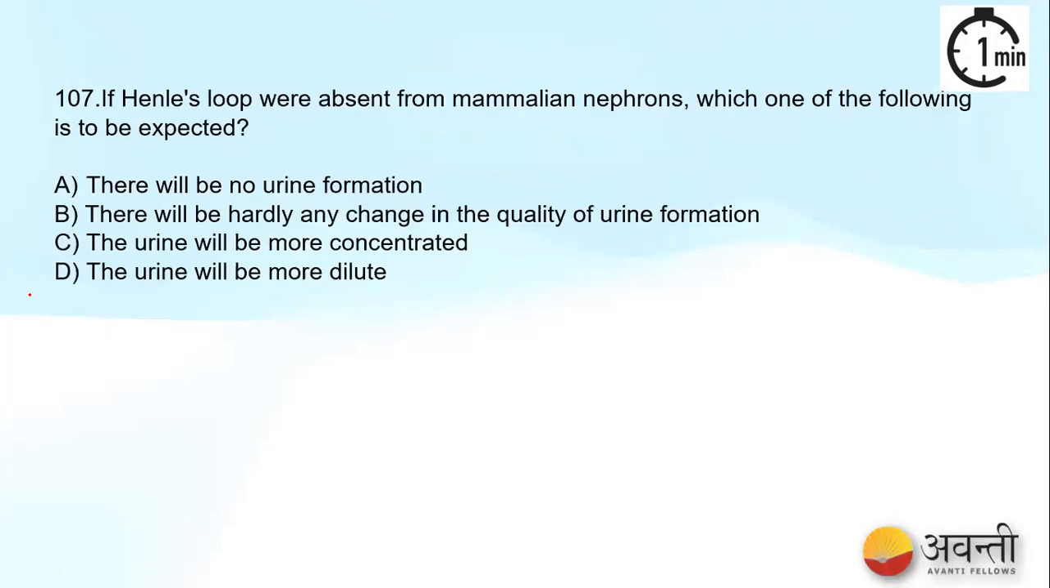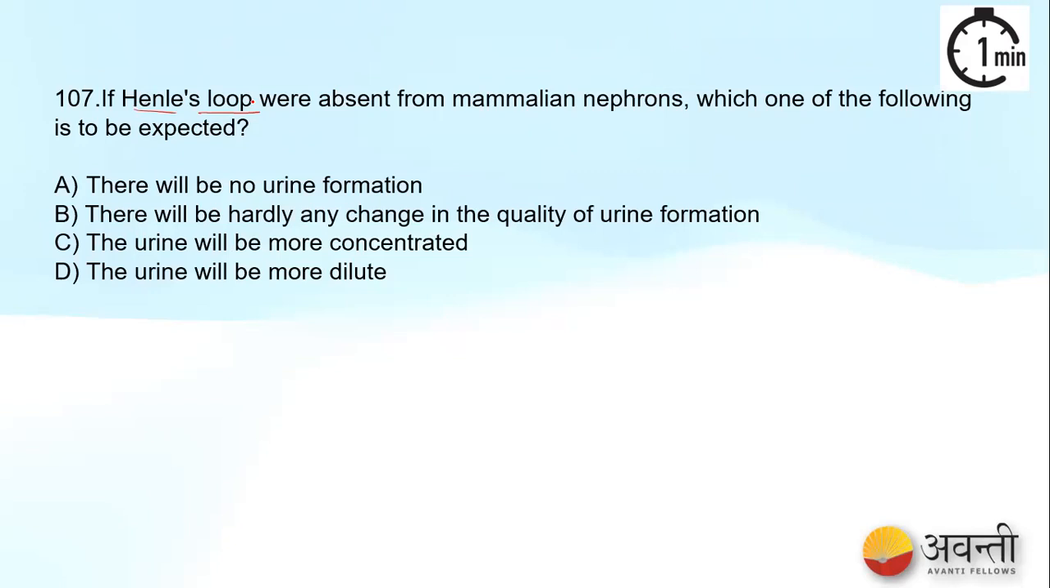If Henle's loop were absent from the mammalian nephrons, which one of the following is to be expected? One, there will be no urine formation. Two, there will be hardly any change in the quality of urine formation. Three, the urine will be more concentrated. Four, the urine will be more diluted. Okay. So let us see what is the function of the Henle's loop.